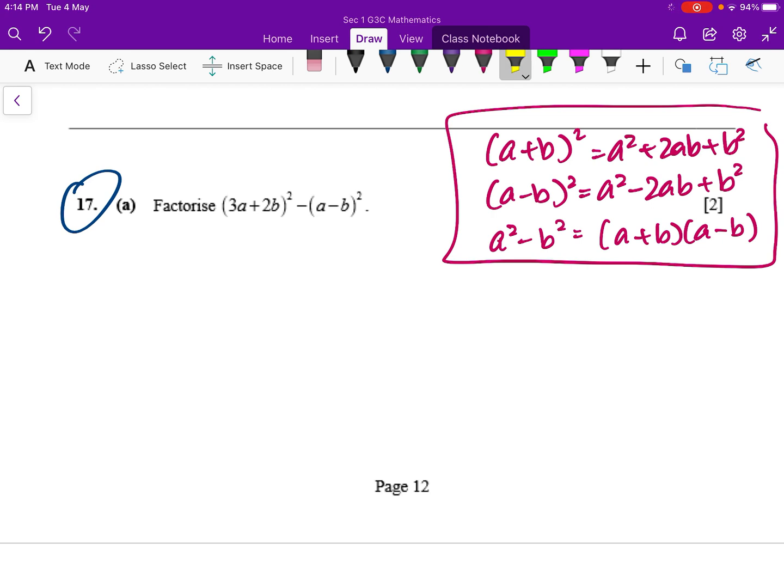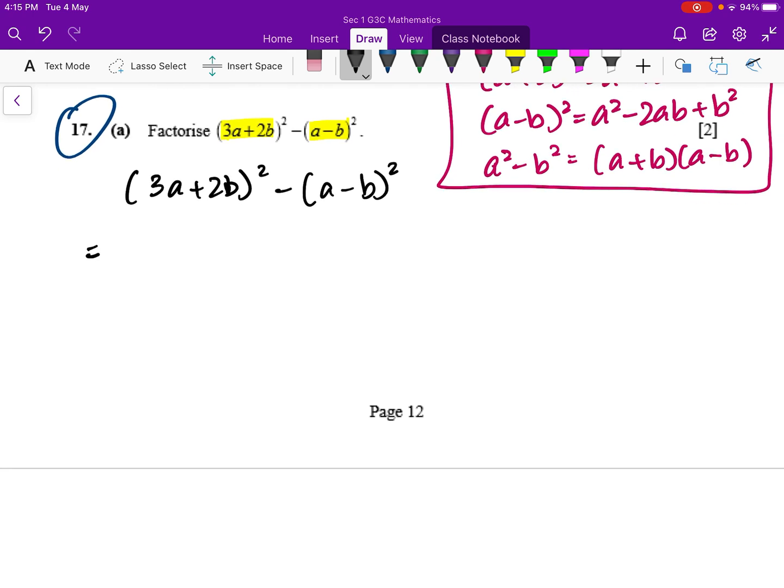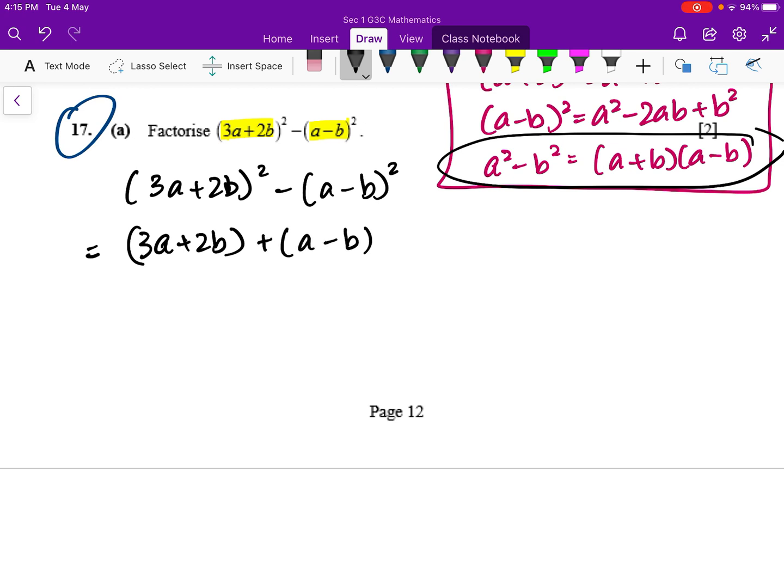And what do you notice? This is a case of a squared, or rather x squared minus y squared. Doesn't matter what is inside. You can rewrite it: 3a plus 2b, you square it, minus a minus b, you square it. X squared minus y squared, we're going to be using this. So whatever is in the first term, 3a plus 2b, we are going to add to the next bracket, a minus b. So what we have done over here is this portion. Then we're going to multiply with your a minus b.